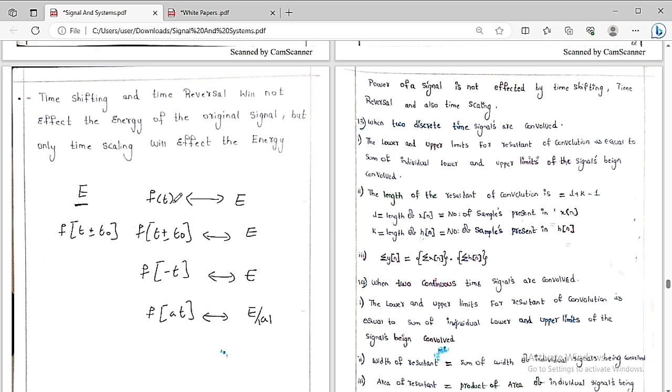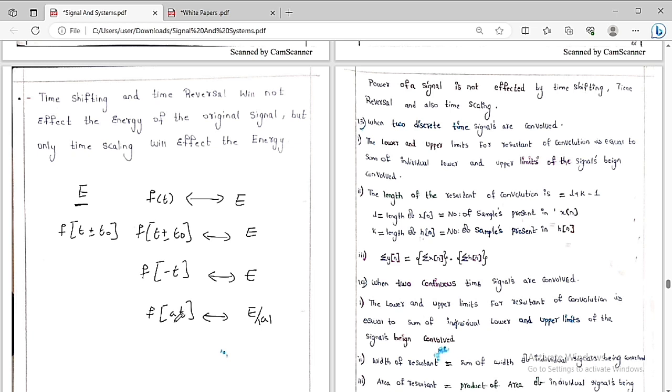You can see clearly, time shifting and time reversal are not going to affect the energy of the signal, but only time scaling is going to affect the energy of the signal. This is a very, very important thing. Always keep it in your mind. But in my opinion, the answer is E by mod A. But let me cross check.